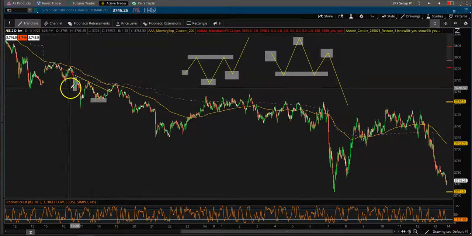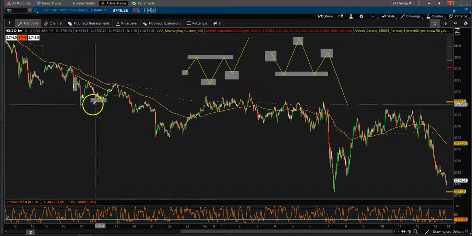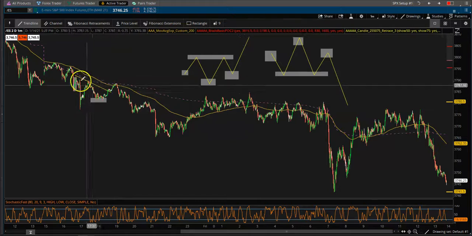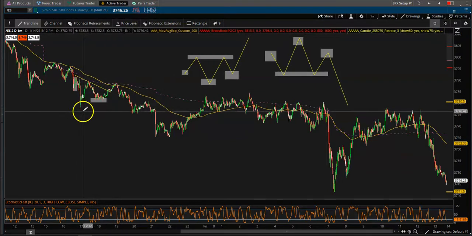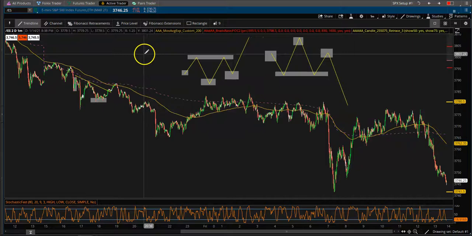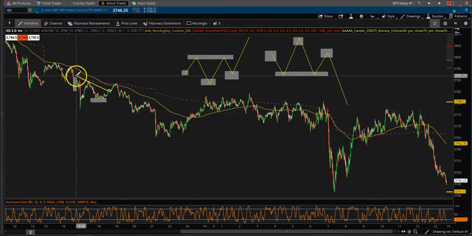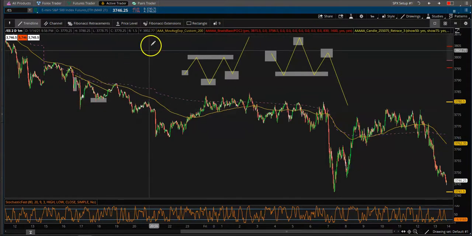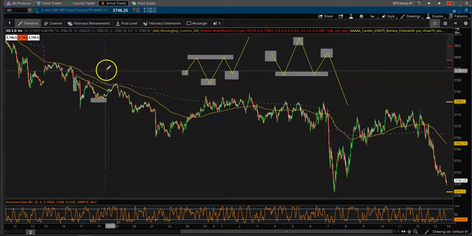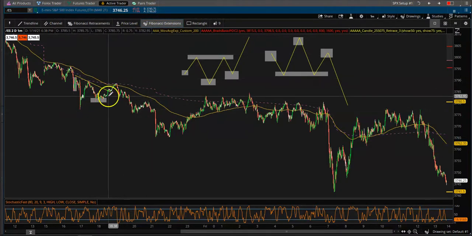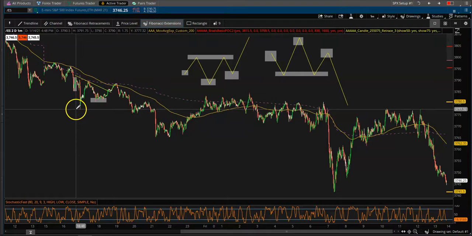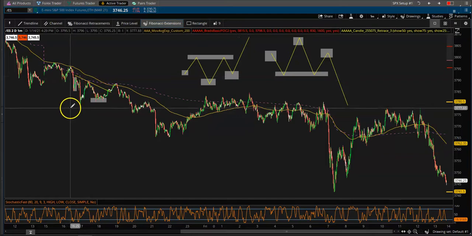So with that being said, where would your target be to the upside? If you took this right here, well, you know your stop would be below here, but where is your target? Well, normally you want to take from the neckline to the head and project above. So I'll grab my Fibonacci extension. I'll go from this high to this low to this high.